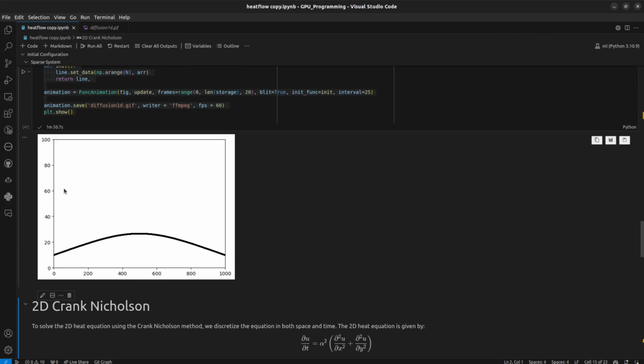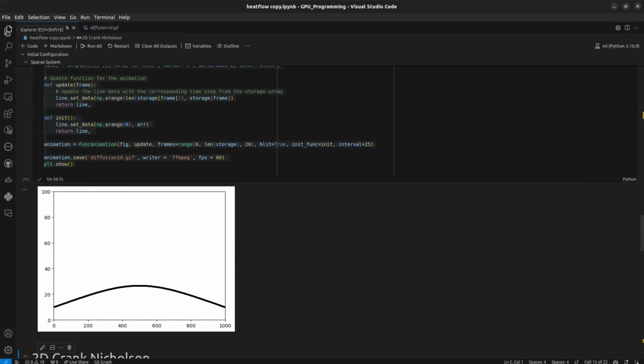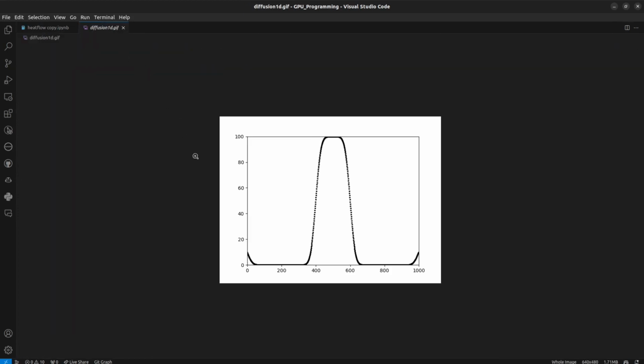Okay, so the computation just finished, and let's have a look if it looks right. As you can see, it smooths out again, but now the whole function converges to 10 everywhere. That's just exactly what we expected.